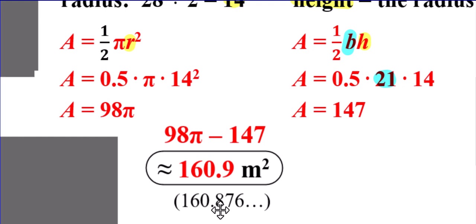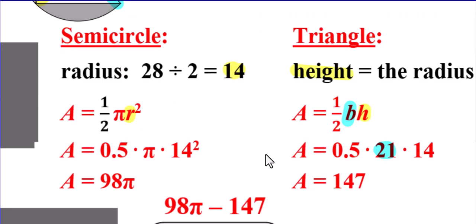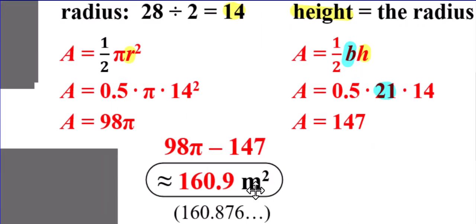You'll get 160.876. Round that to the nearest tenth. It is 160.9 because the 7 is big enough to make the 8 round up. Since everything was in meters, you need to have your area as square meters. If you messed up your work, feel free to hit pause and fix your work right now.